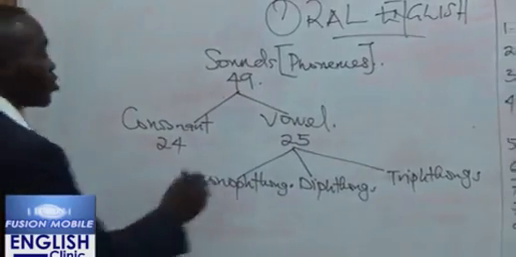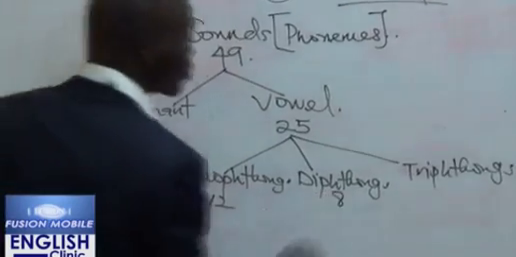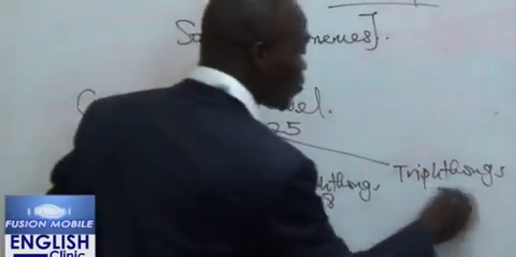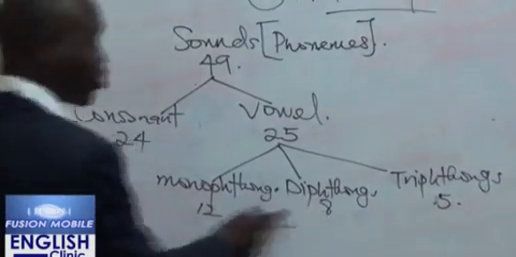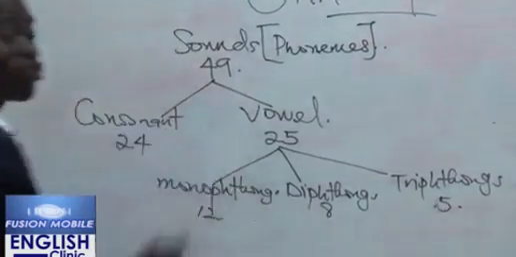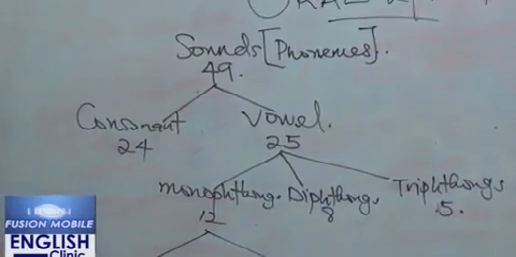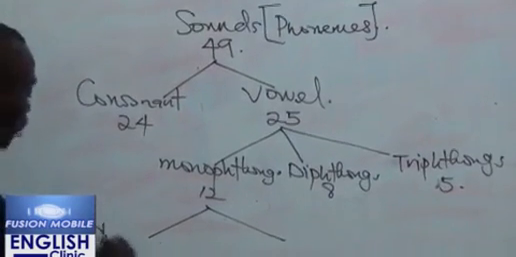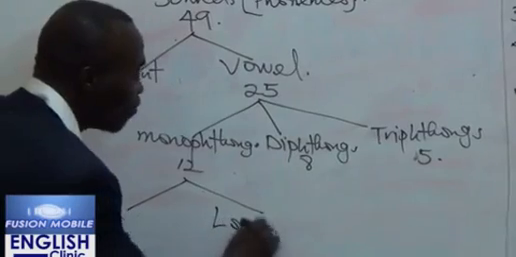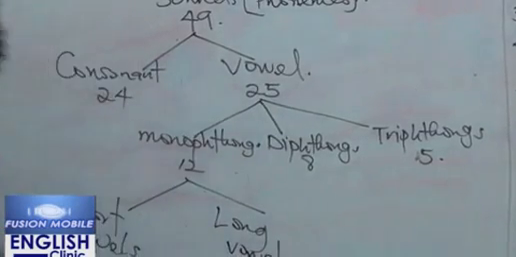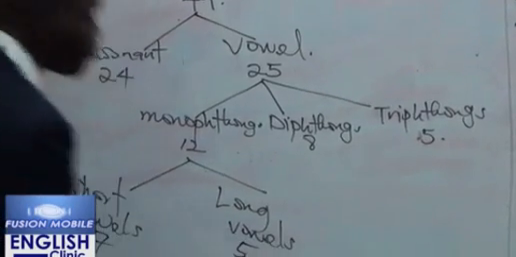Now, we have 12 monotones in the English language. We have 8 diphthongs, and we have 5 triphthongs. If you add them together, we have 12 plus 8, that gives you 20. 20 plus 5, that gives you 25. Now, monotones can be divided into two groups. We have what we call short vowels, and we have what we call long vowels. We have 7 short vowels, and we have 5 long vowels.